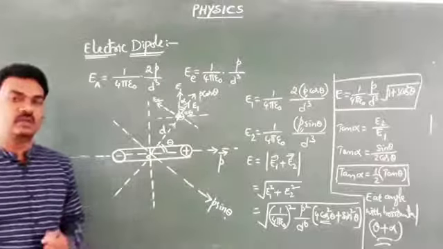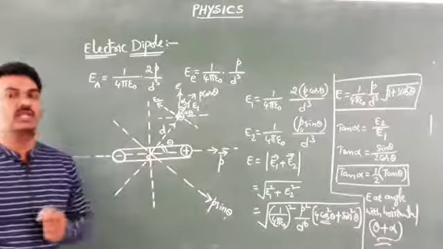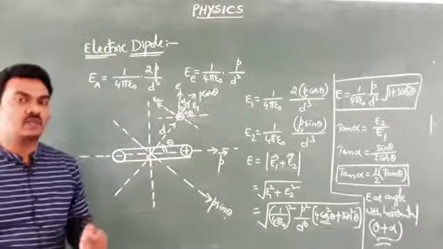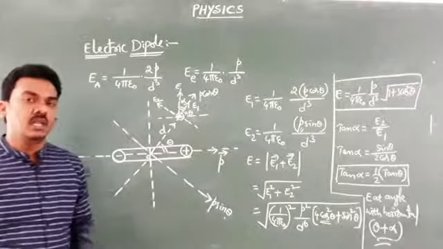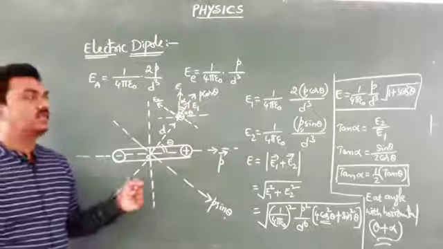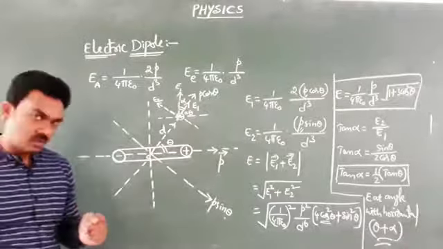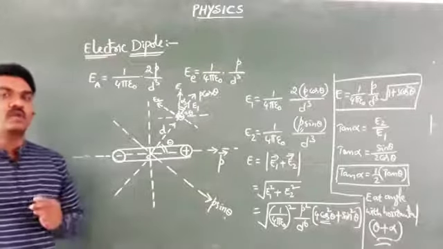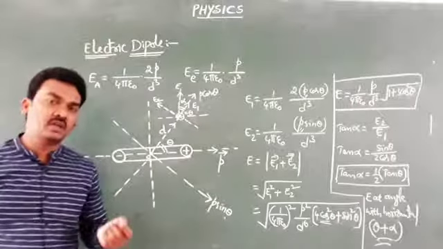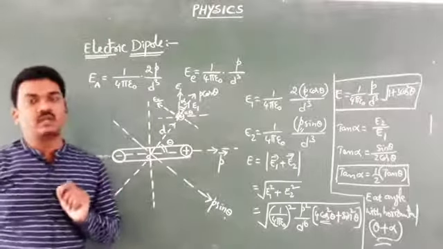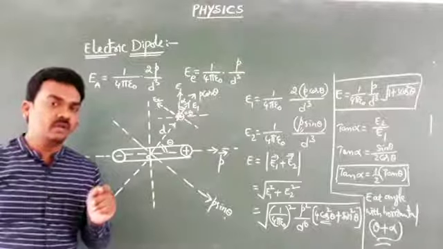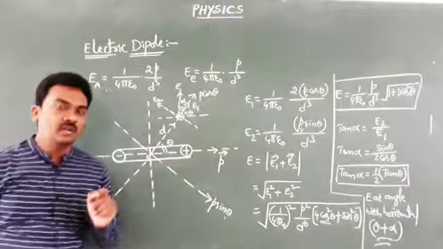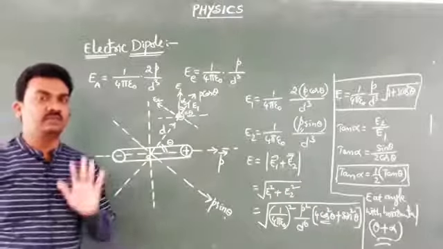Now we are going to discuss the behavior of this electric dipole when it is placed in an external electric field. Of course, you got an introduction in the earlier class. Now we are going to discuss in detail how an electric dipole behaves when it is placed in an external electric field. Of course, we discuss uniform electric field and non-uniform electric field. You have learned already: uniform electric field means the strength and the direction of the electric field at every point in the field remain the same.